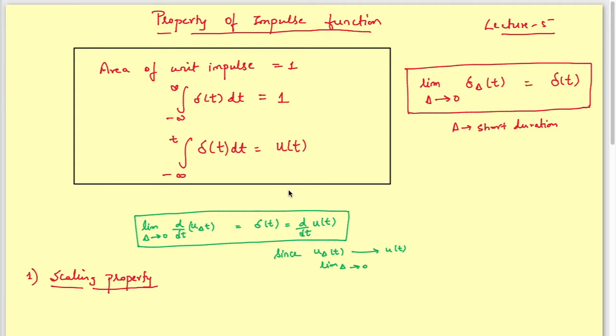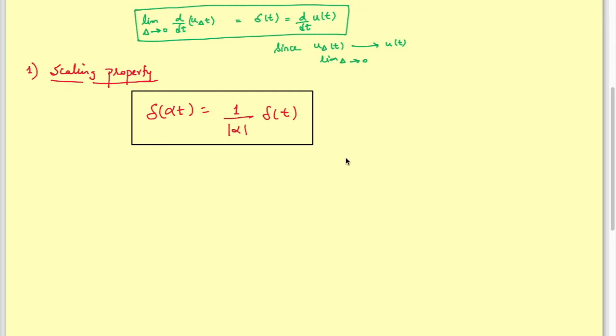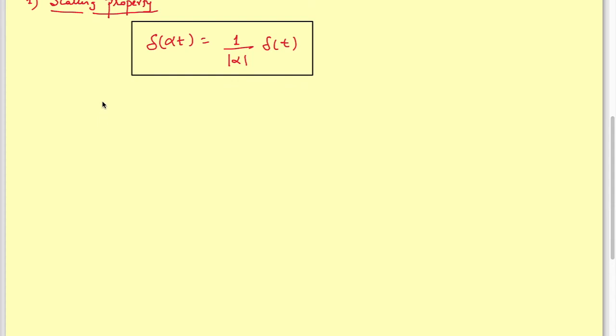So let's get started with our scaling property. This is my scaling property: delta of alpha t is 1 upon mod of alpha times delta t. I will prove this equation. Let us take a case, that is delta of 2t. I want to find out what it is.